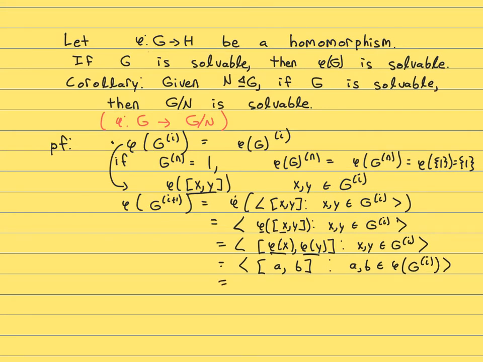And now by induction, we can replace the image of the ith derived subgroup with the ith derived subgroup of the image, keeping everything else the same. But the group generated by these commutators, as you range over this ith derived subgroup, is by definition the next derived subgroup. So we get equality.